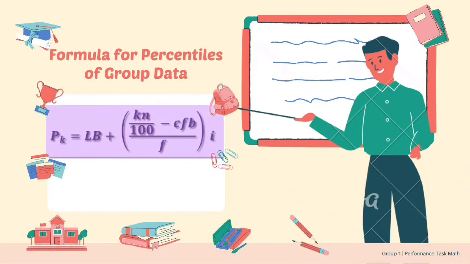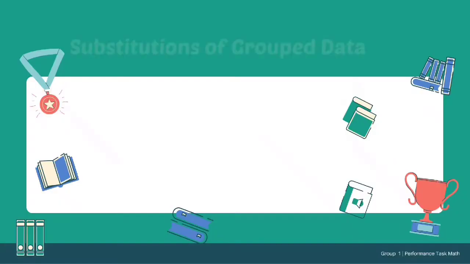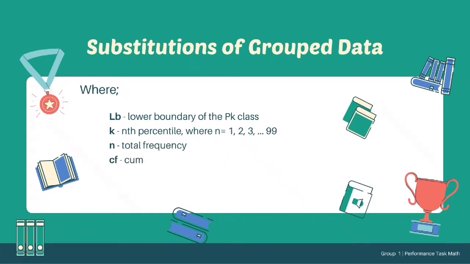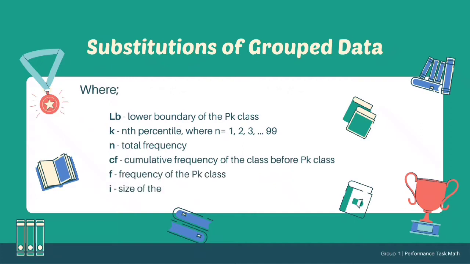Its formula is P sub k equals LB plus the quantity of kn over 100 minus CFB, divided by F, close quantity, then multiplied by i, where LB is the lower boundary of the P sub k class, k is the unknown percentile where k equals 1, 2, 3 up to 99, n is the total frequency, CFB is the cumulative frequency of the class before the P sub k class, also known as the cumulative frequency below, F is the frequency of the P sub k class, and i is the size of the class interval.